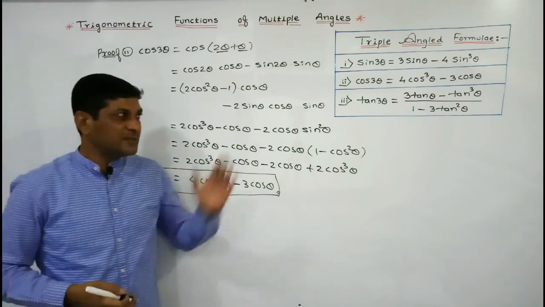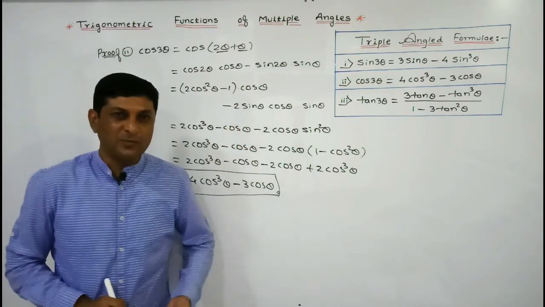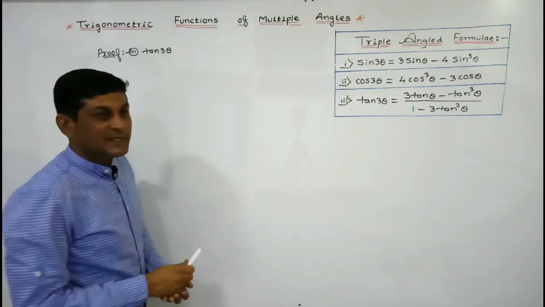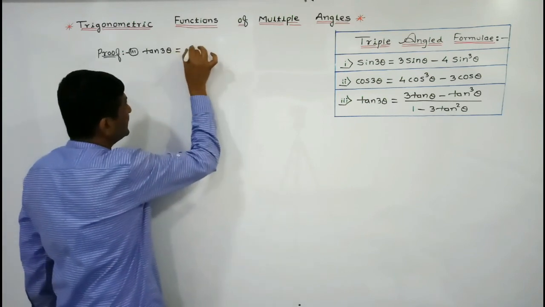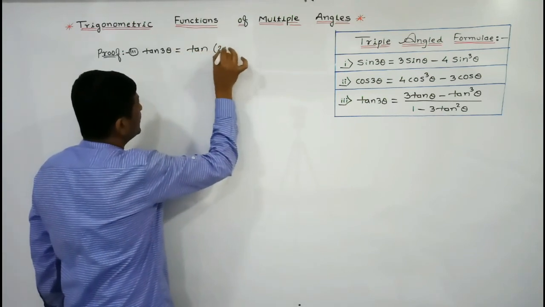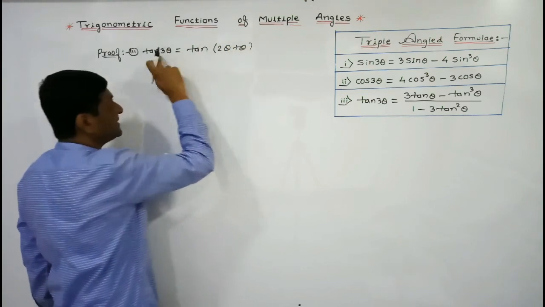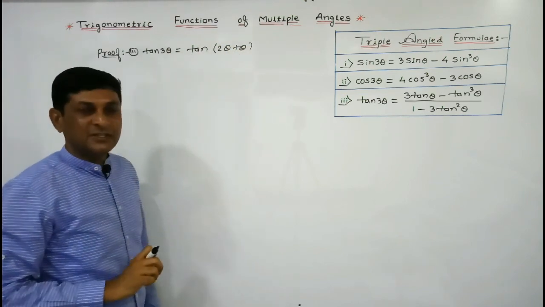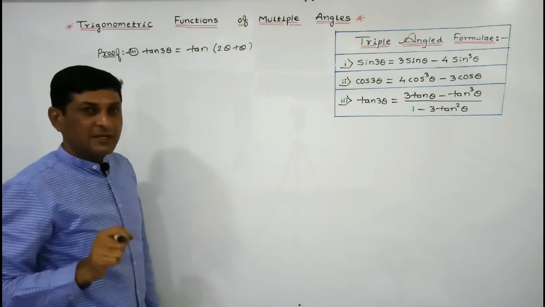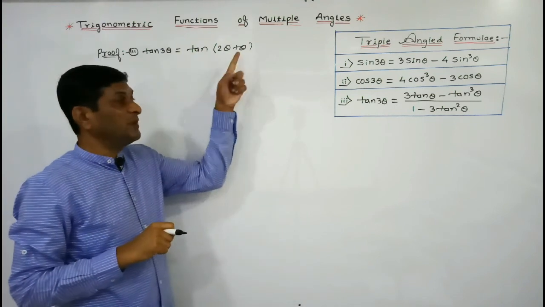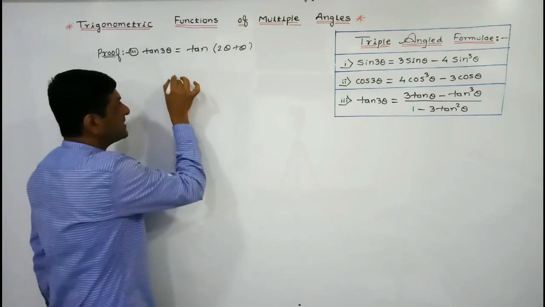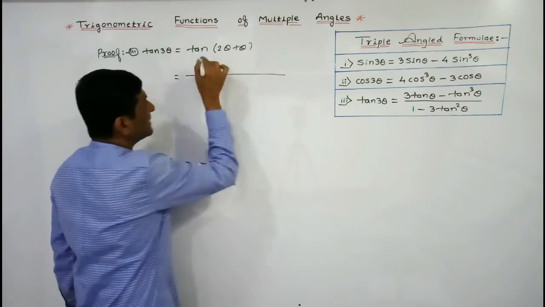Now lastly, let us try to prove the triple angle formula of tan. Now here also tan 3 theta can be written as tan of 2 theta plus theta, means simply 3 theta we are splitting it as 2 theta plus theta. Now the terms are in the form of which formula? Tan A plus B. So apply the compound angle formula. What is the formula of tan A plus B?